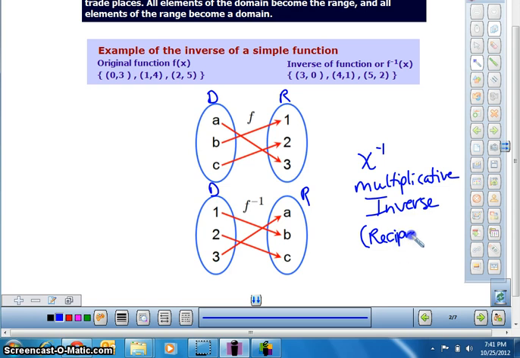So if you try this on your calculator before you come to class tomorrow, and you put in 4, and then you hit the x to the negative 1, you should get 0.25, which is 1/4. If you put in 2, x to the negative 1, or inverse, would give us 0.5. So make sure you try that on your calculator before class tomorrow.